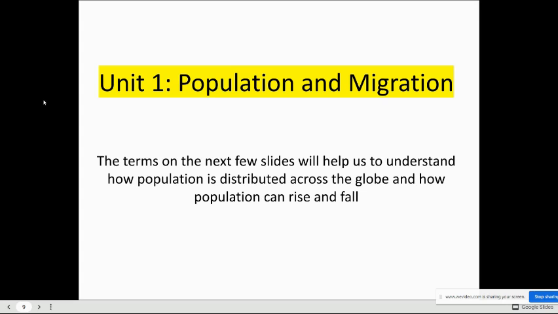So here is our unit. In your notes right now, you should be writing Unit 1, Population Migration. I'm going to go pretty fast through these notes. I'm not going to give you a lot of time to write, but because this is a video, you can just stop the video and pause it whenever you need to.